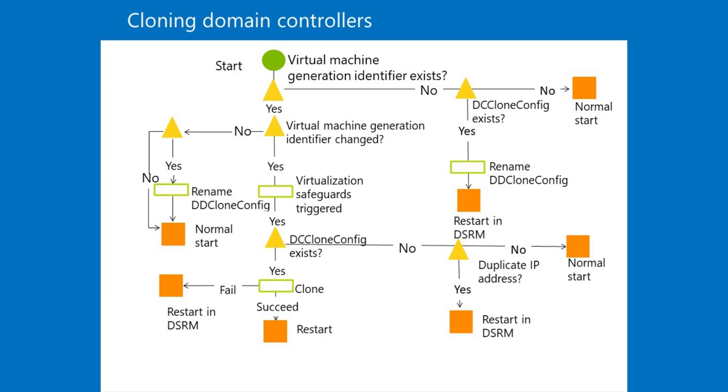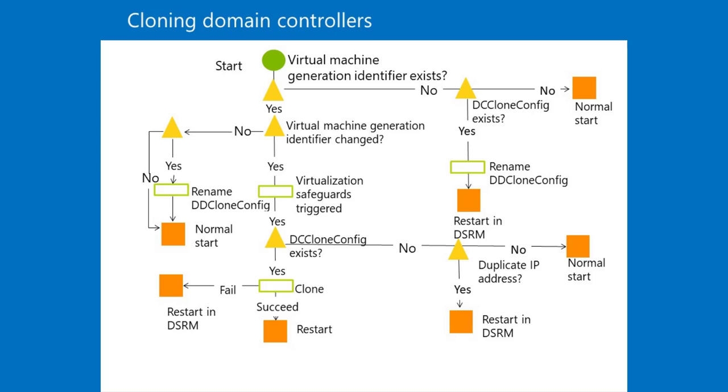Finalizing the domain controller cloning. When a new domain controller clone starts, the following steps take place automatically. 1. The clone checks whether a virtual machine generation identifier exists. This is required, and if a virtual machine generation identifier does not exist, the computer either starts normally when no DCCloneConfig.xml exists, or renames DCCloneConfig.xml and restarts in DSRM. Starting in DSRM is a safeguard, and a domain administrator needs to pay close attention and fix the issue to make the domain controller work as intended.